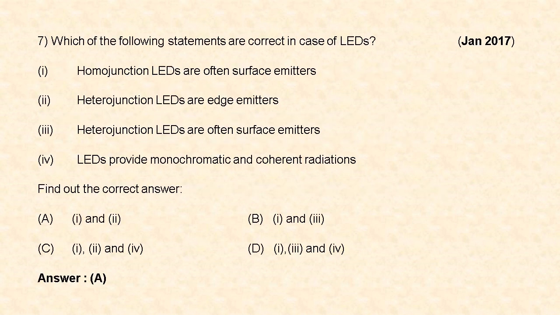Next question. This question was asked in Jan 2017. Which of the following statements are correct in case of LEDs? 1. Homojunction LEDs are often surface emitters. 2. Heterojunction LEDs are edge emitters. 3. Heterojunction LEDs are often surface emitters. 4. LEDs provide monochromatic and coherent radiations. Find out the correct answer. Here we know that homojunction LEDs are surface emitters and heterojunction LEDs are edge emitters. And LED gives incoherent radiations. So option A is correct. That is 1 and 2.